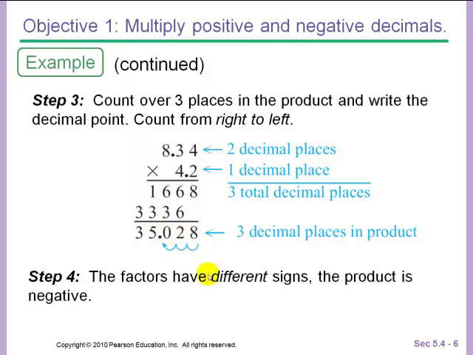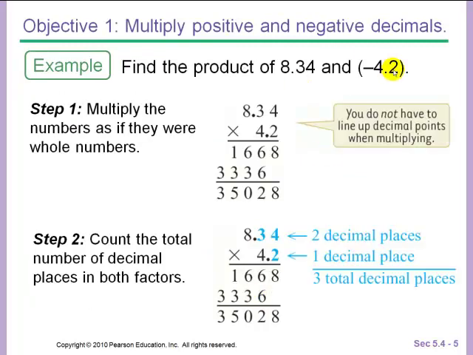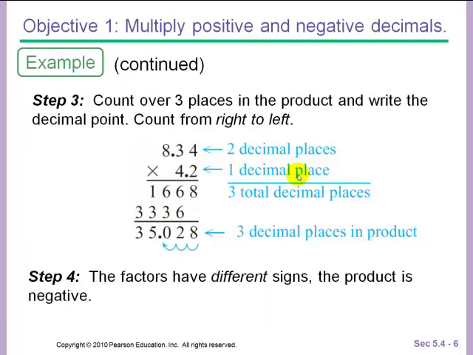35.028. A quick note, these factors had different signs, right? We had a positive and a negative. So our final answer will be a negative 35.028. That is your final answer, or negative 35 and 28 thousandths.